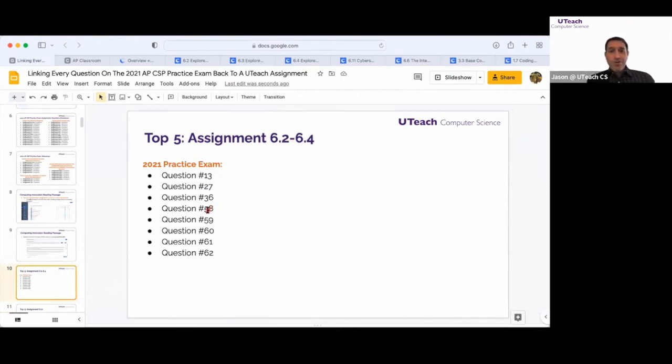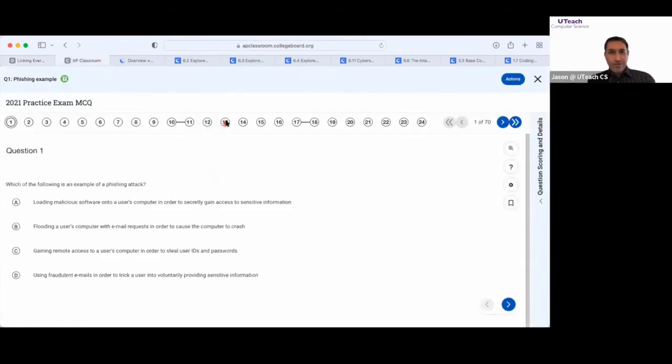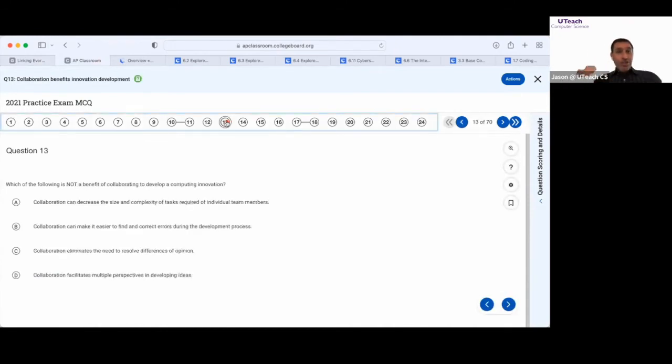Okay, now I already showed you that questions 58 through 62 are ones that are going to be tested. But let's just quickly take a look at question 13, 27, and 36, so I can show you what I mean, why I mapped it back. All right, question 13 is actually talking about the benefits of collaborating through a computing innovation. That's exactly what I showed you in assignment 6.4. So this is why it's important to review those assignments. They're going to be tested in multiple places, not just on the 5 reading passage questions.